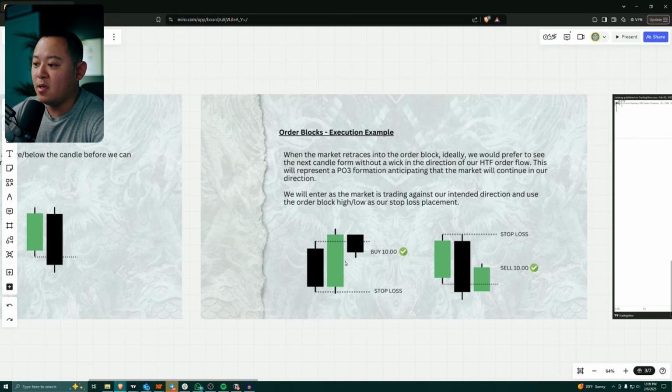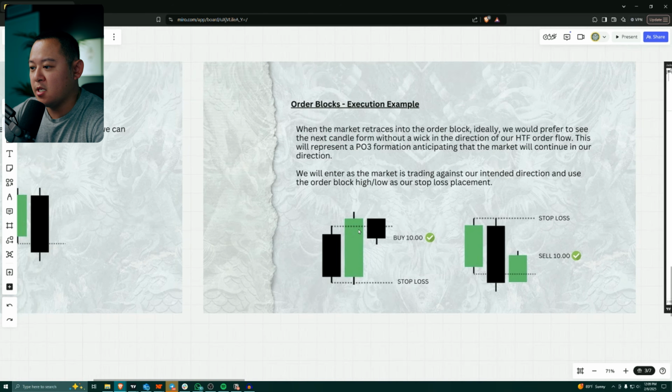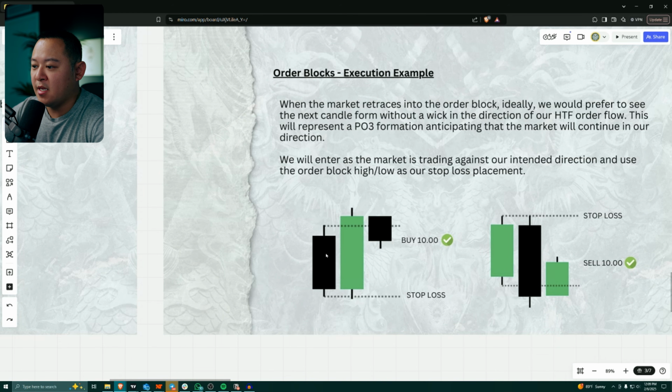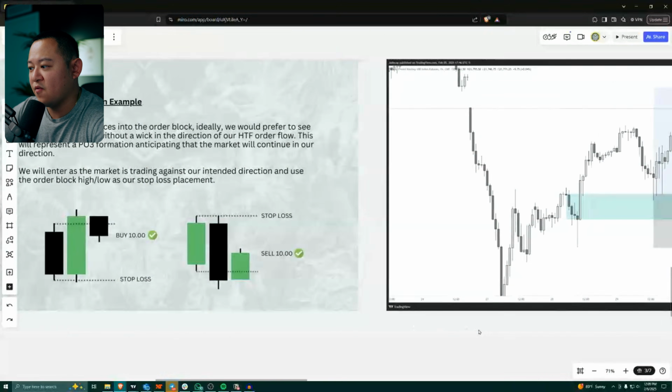Okay, so when we're trying to buy it, all we're trying to do is enter in that specific level as it's trading into that order block. So as you guys can see, this next candle is trading down into this order block, and then we're expecting a rejection away from those levels as the candle's forming.